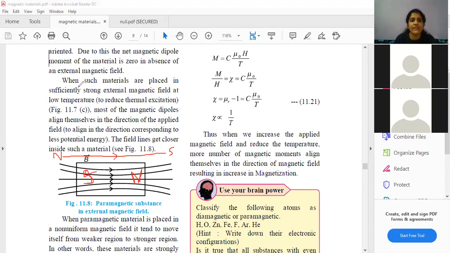Okay, fine. See, when such materials, just pay attention to where my cursor is, or where the pen is. When such materials are placed in a sufficiently strong external magnetic field at low temperature, okay, low temperature is very much important, most of the magnetic dipoles align themselves in the direction of the applied field.